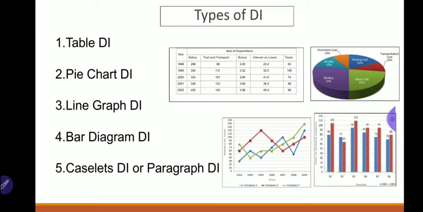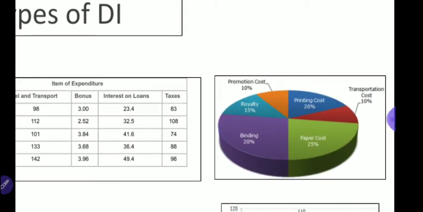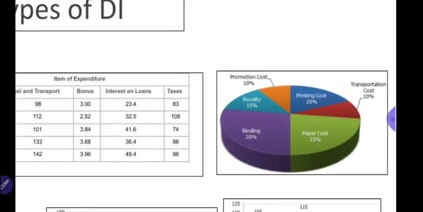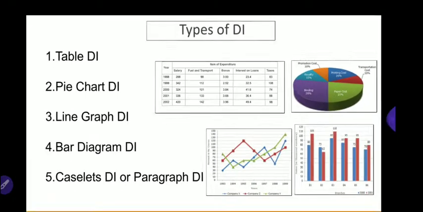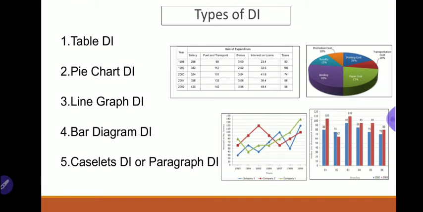Second, pie chart DI. In that diagram you can observe there is one pie chart in which different values are given for various angles. Suppose binding is 20%, then paper cost, transportation cost, printing cost, promotion cost, royalty. So various percentage values are given at different angles. Such information may be given in the form of a pie chart.